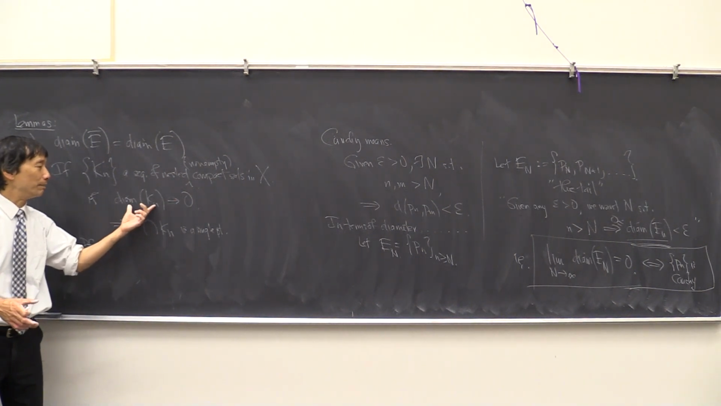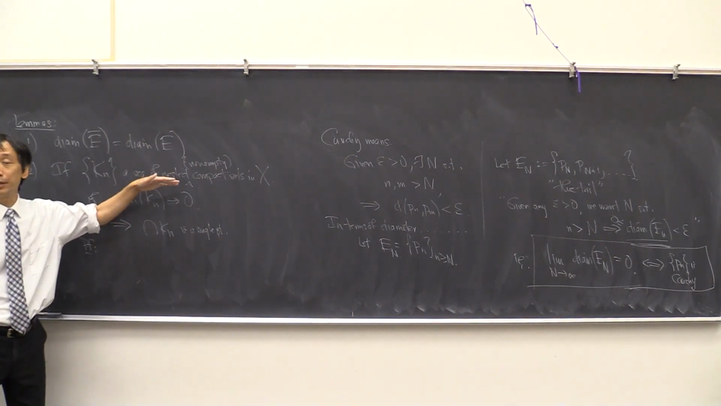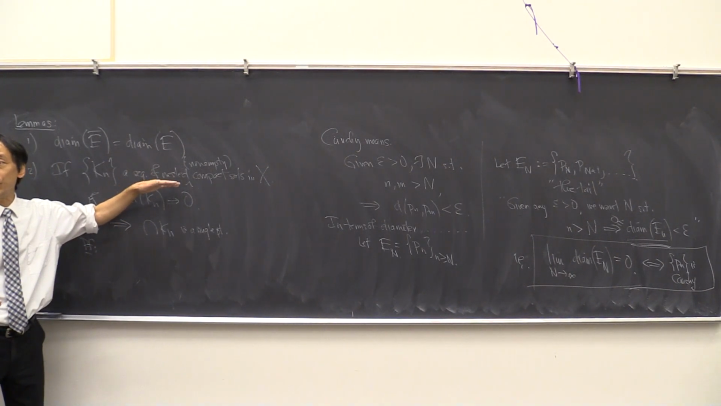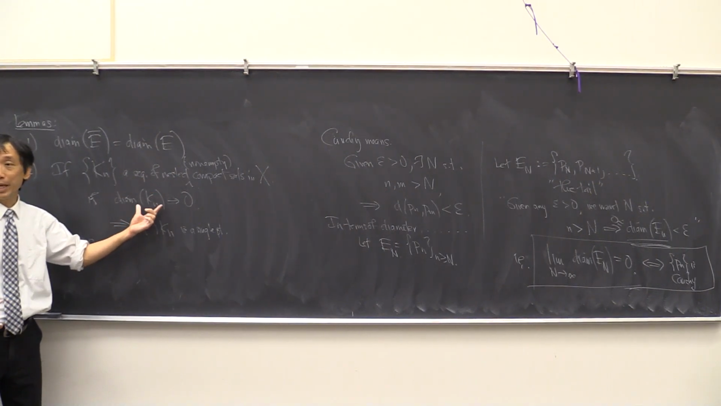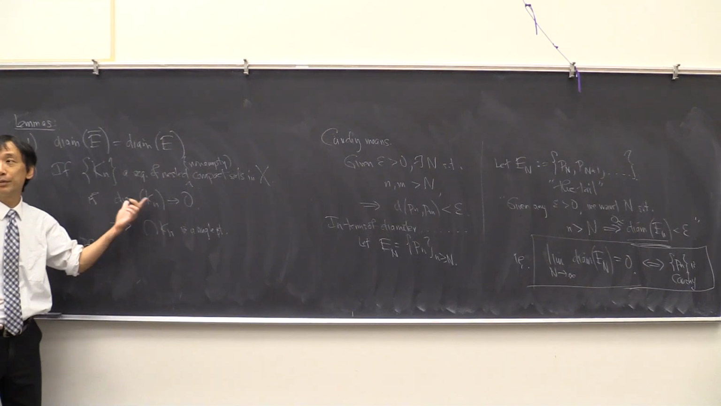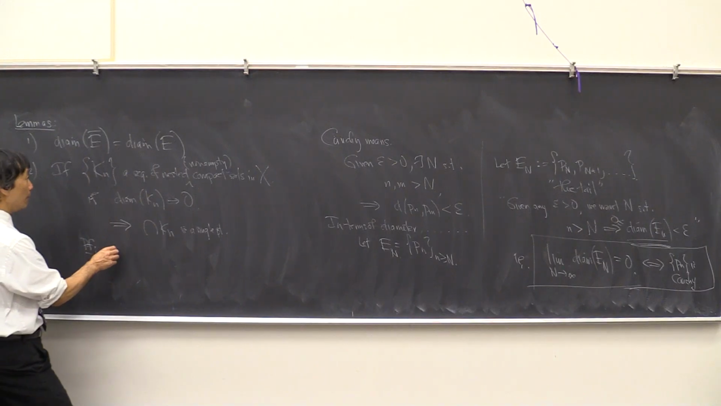Then the infinite intersection contains something, right? It must contain at least one point. But it can't contain 2 points, because if it did, then the diameter wouldn't go to 0. Okay. So that's the proof.